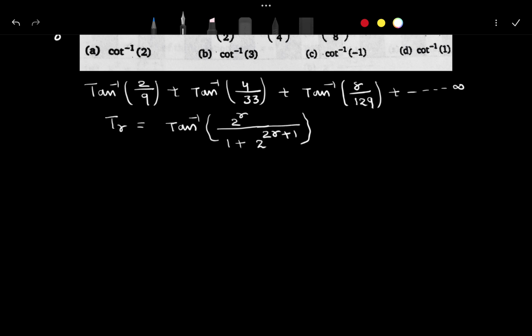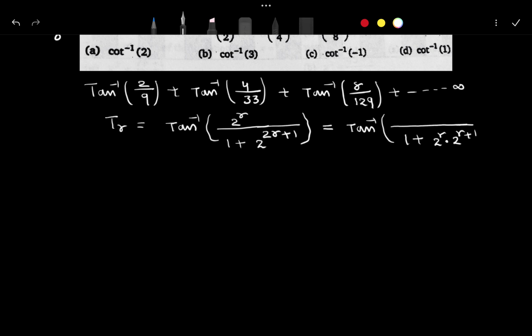Now how can we write this into the standard form? You see this one, you can write tan inverse of, first you see the denominator value, how you can split it. This is 2 power 2r plus 1, you can write it as r plus 1. So you can write this value as 2 power r into 2 power r plus 1.